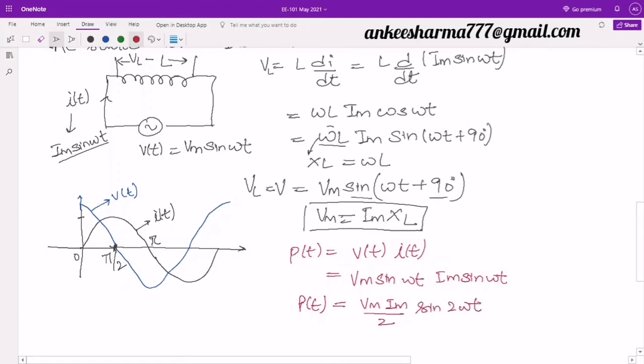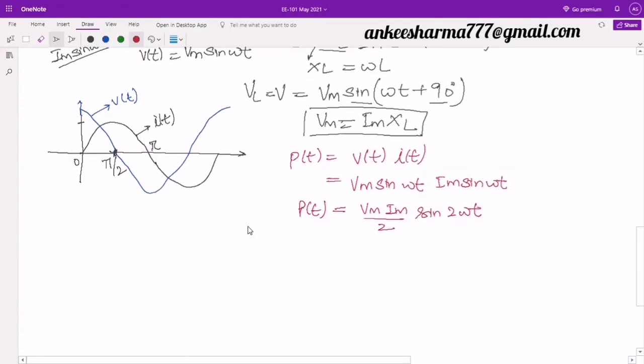Now look here, this is the instantaneous value. When I am going to take the average value, I will take the complete cycle, that is from 0 to 2 pi. So my formula will be 1 by 2 pi, 0 to 2 pi, P of t d omega t. So now let's try to find this value with these waveforms. These are the two voltage and current waveforms. I said my power P of t will be equal to the product of these two.